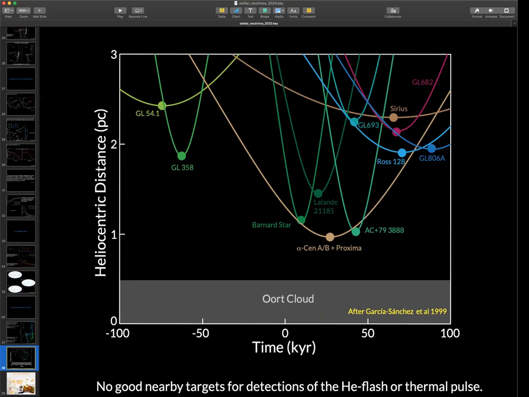Unfortunately, there's no great nearby targets for either the helium flash or the thermal pulse. So what the plot here is showing is a function of time, where zero is now, versus the heliocentric distance of nearby stars. Okay. So at zero currently, as we all probably know, alpha Cen AB plus Proxima is the closest star system to the sun. But that was not always the case in the past, and it will not be the case in the future, right? Because all these stars are orbiting the galactic potential. And so stars will come and go within a couple of parsecs of the sun.